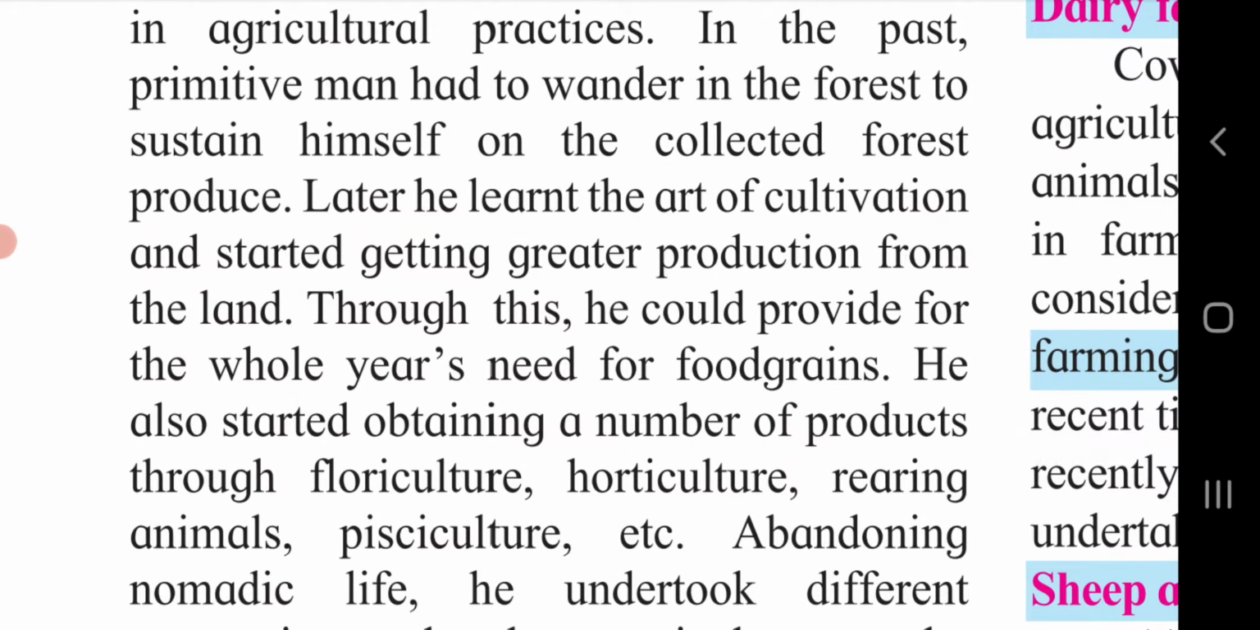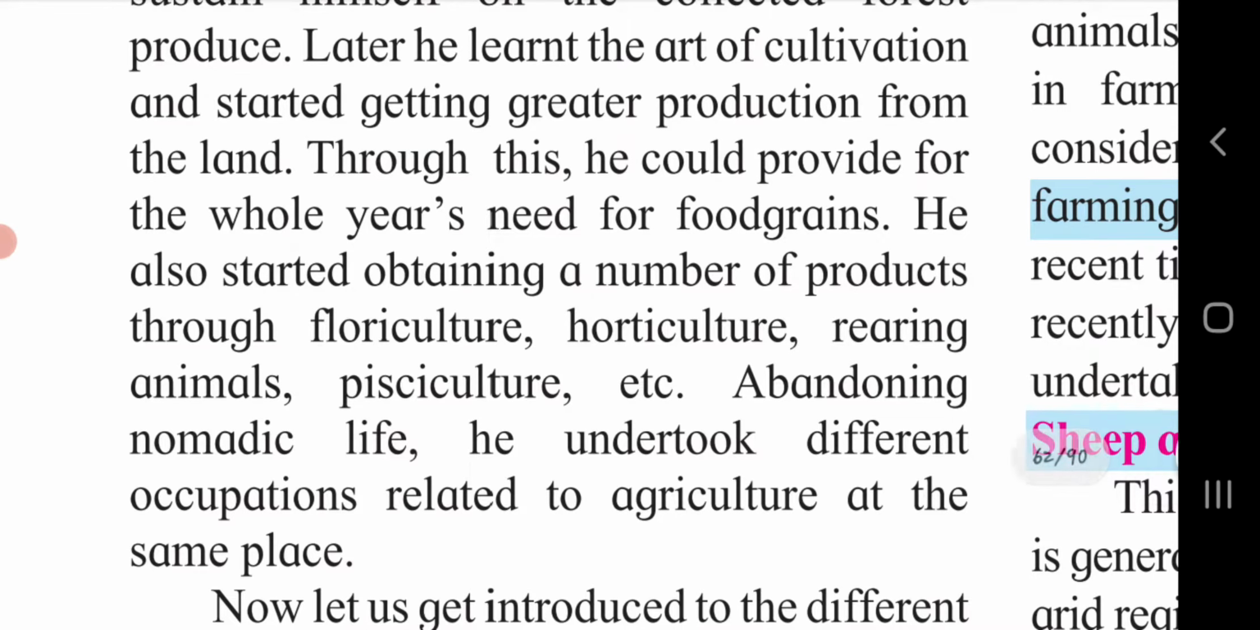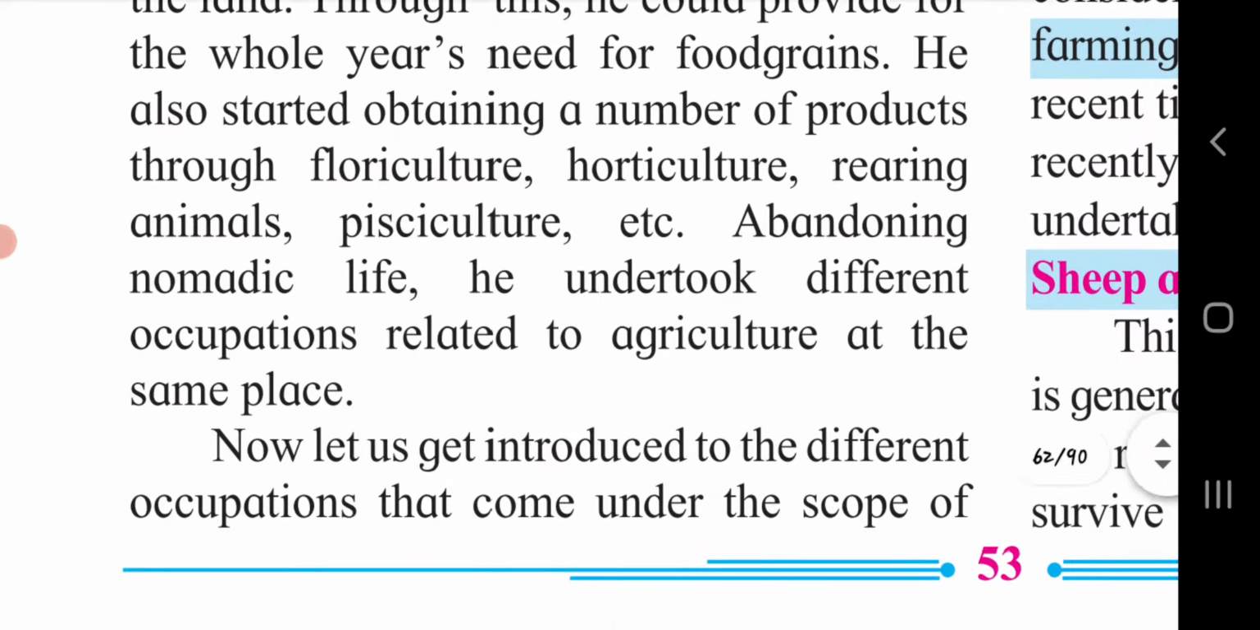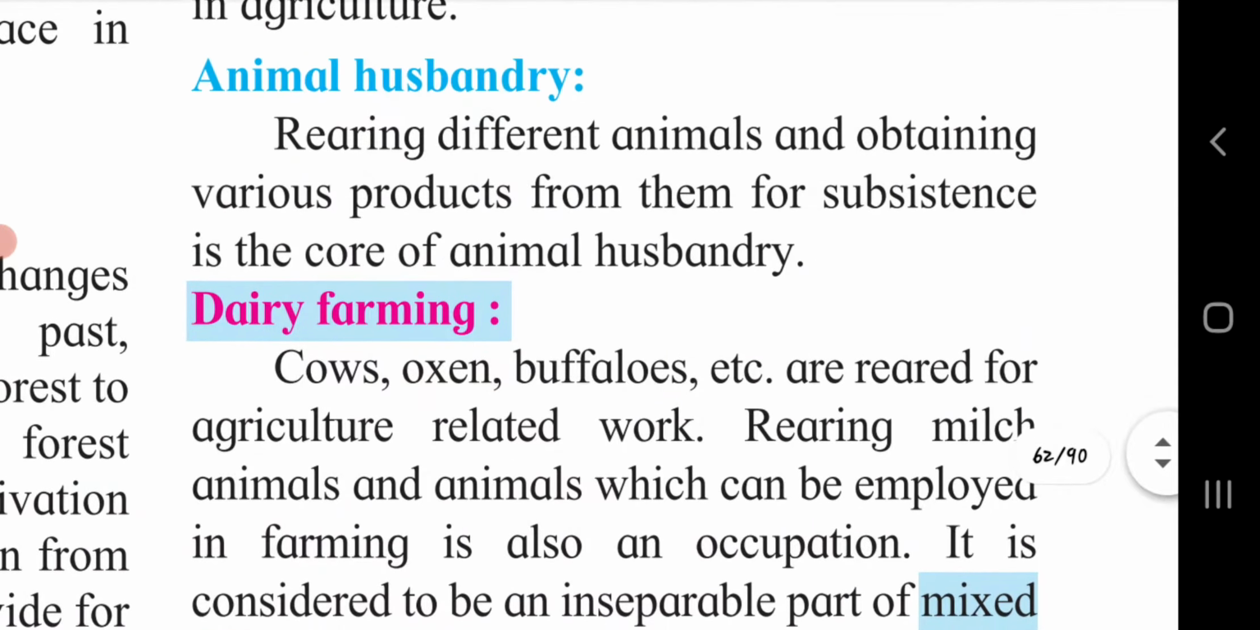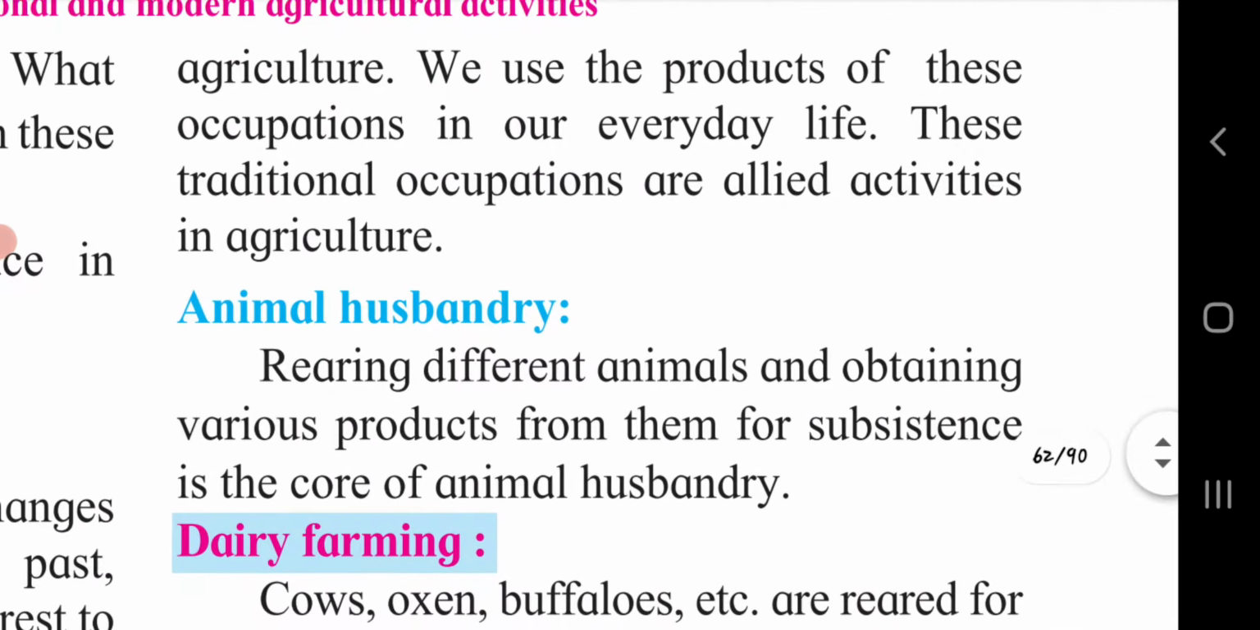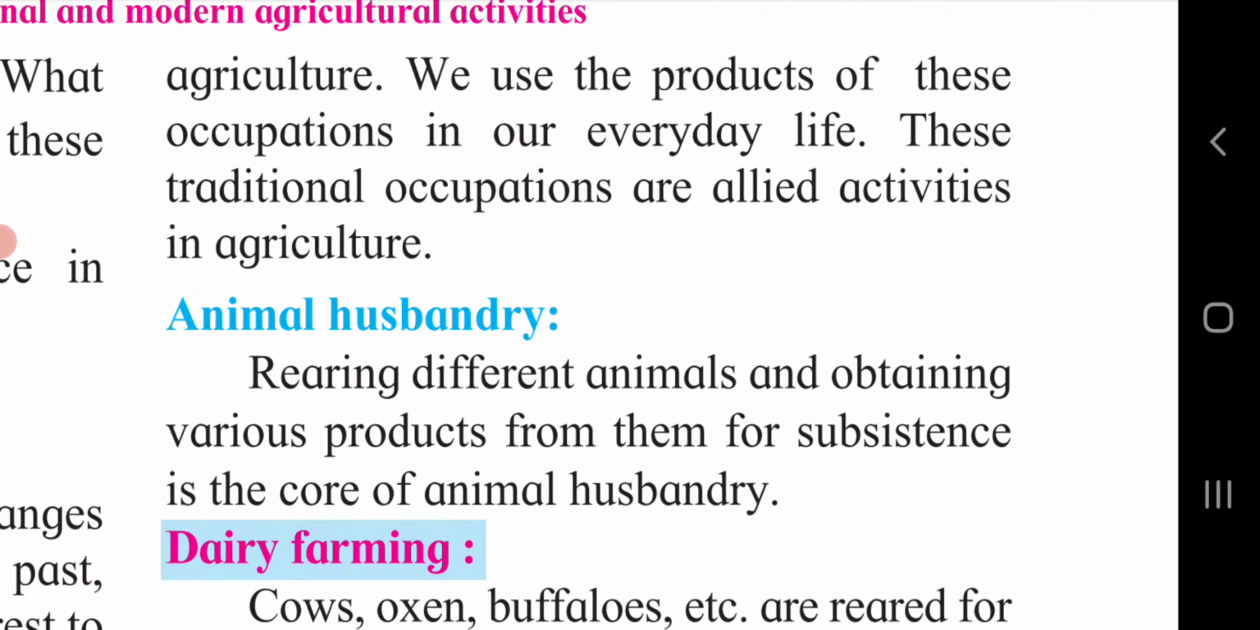He also started obtaining a number of products through floriculture, horticulture, rearing animals, pisciculture, etc. About all these types of agriculture products we are going to see in detail. Abandoning nomadic life, he undertook different occupations related to agriculture at the same place. Now, let us get introduced to the different occupations that come under the scope of agriculture. We use the products of these occupations in our everyday life. These traditional occupations are allied activities in agriculture.